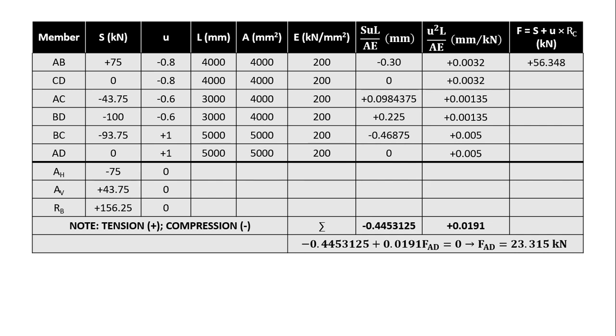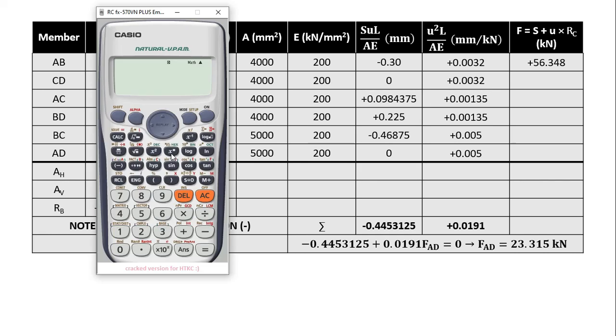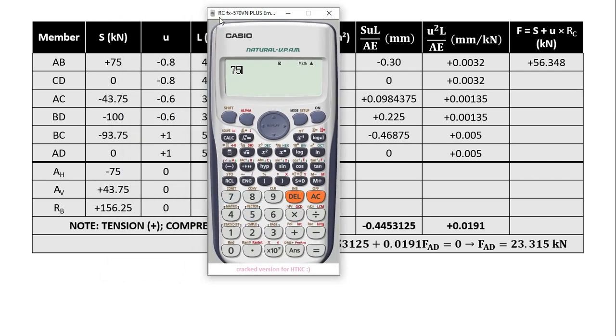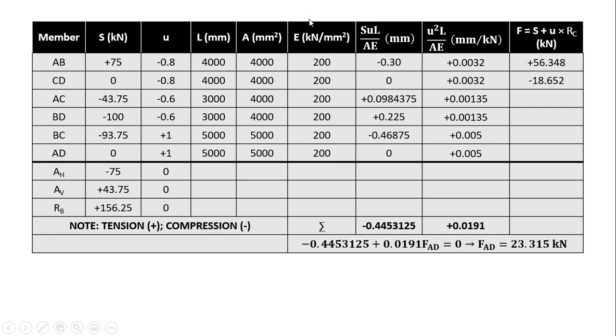So, katulad nung kanina, ito ay 56.348. Tingnan natin, no? So, we have what? Ano ba yung AB? We have 75 plus negative 0.8 times 23.315. So, tingnan natin kung halos parehas. Ayun. Halos parehas. Parehas nga naman talaga, no? 56.348. And then the following is this. Okay, then these are the reactions.